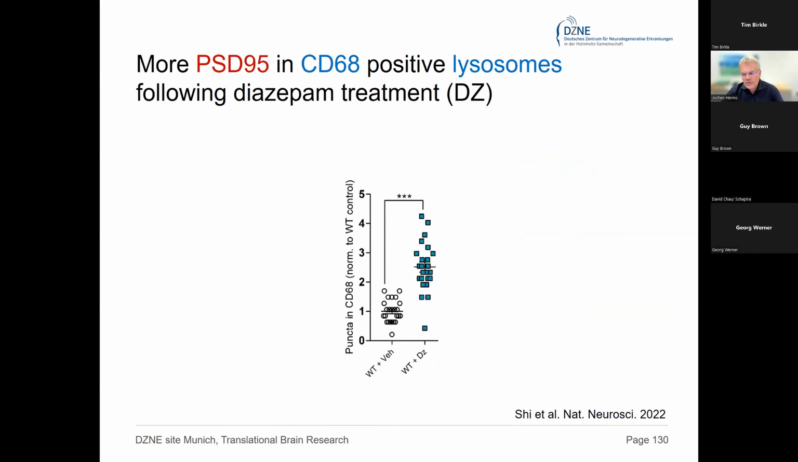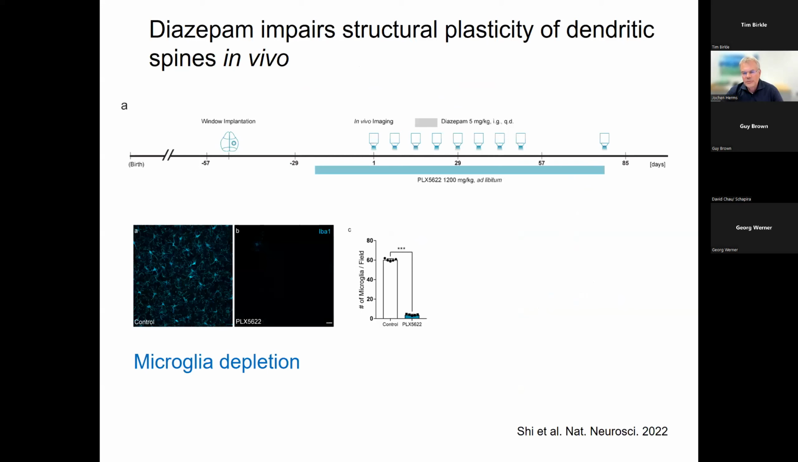So we looked into the diazepam-treated animals, and indeed, the PSD95 puncta within lysosomes is strongly increased if we treat the animal with diazepam. So microglia obviously have eaten synapses if you go for the chronic diazepam treatment.